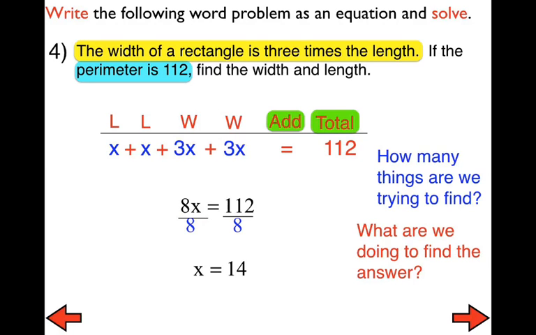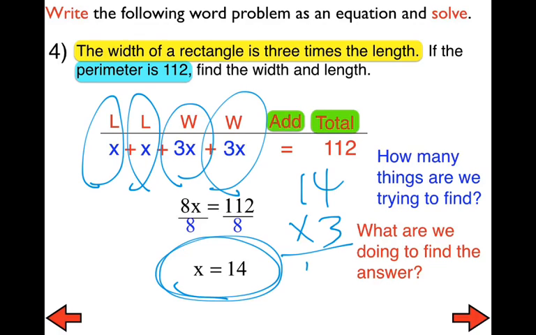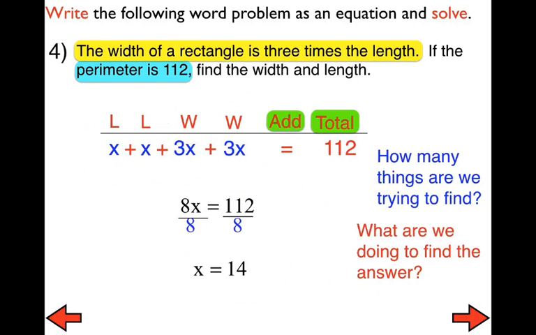We get x equals 14. And by now you should get that. X equals 14 in this problem is the length. The width is 3 times that big. 14 times 3 is 42. So the length is 14 and the width is 42.